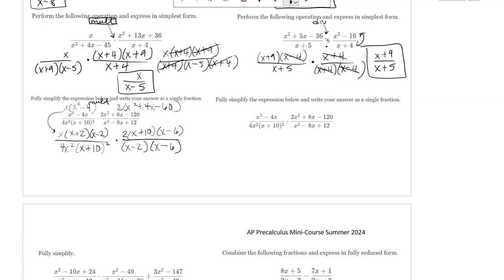So I've now factored everything. I see some things on top and bottom that can be canceled out. I have an x plus 10, and I have 2 of them down below. So I can cross out one of them from the bottom and the one that is on top.